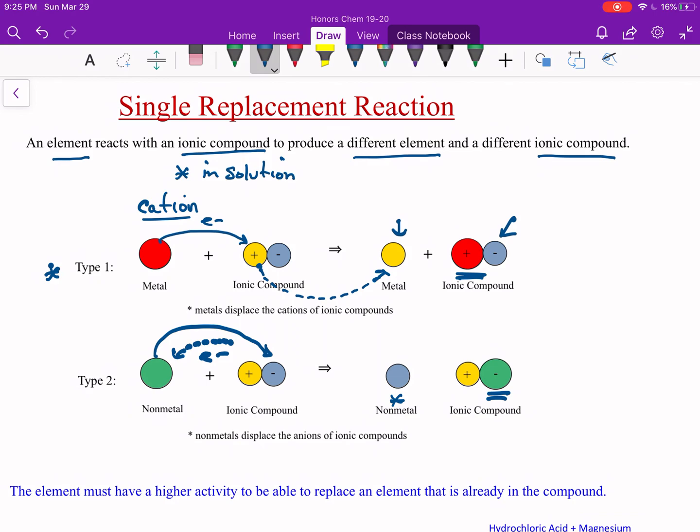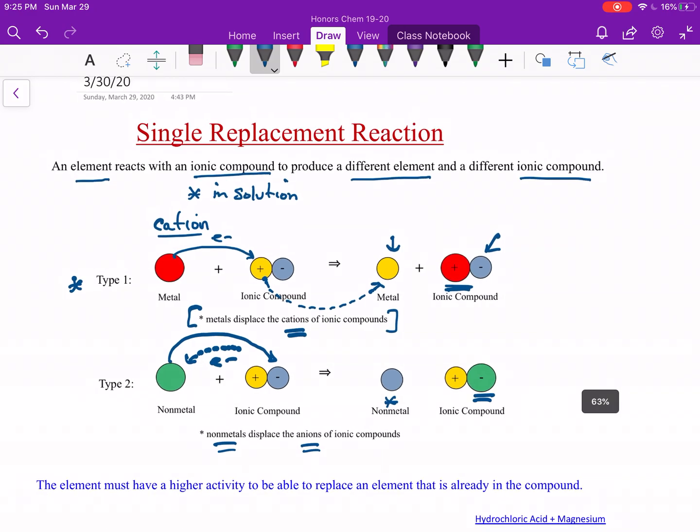And so it's all about the flow of electrons when we look at single replacement reactions. Which ones are more likely to donate their electrons, or which ones are more likely to gain electrons? And so we get this. Now the big thing to remember, if we start with a metal, it's going to displace the cation, because we know metals form cations. If we start with the nonmetal, it's going to displace the anion. So that's something to remember: metals displace cations, nonmetals displace anions.